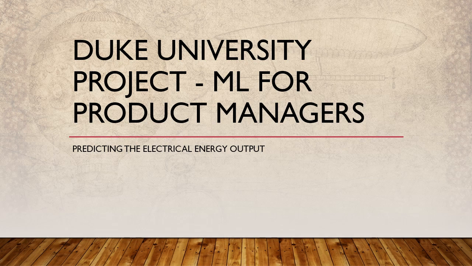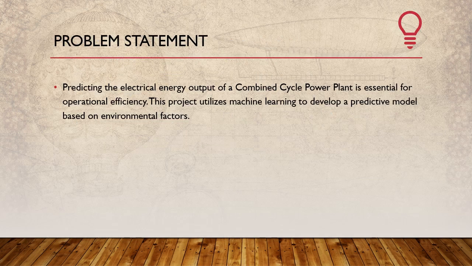I will start with the problem statement. The problem statement here is to predict the electrical energy output of a combined cycle power plant, essentially for operational efficiency. So what we're planning to do here is to develop a machine learning model based on environmental factors. They have given us a set of data points, and we are going to use that to train a data model and then figure out a way to predict the energy output. So that's essentially what we are planning to do.